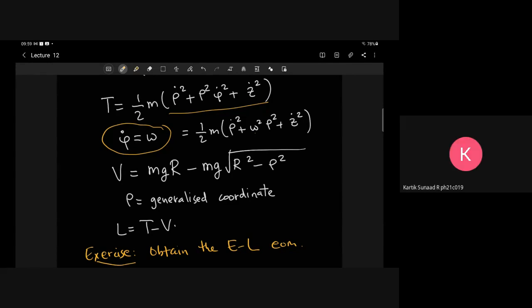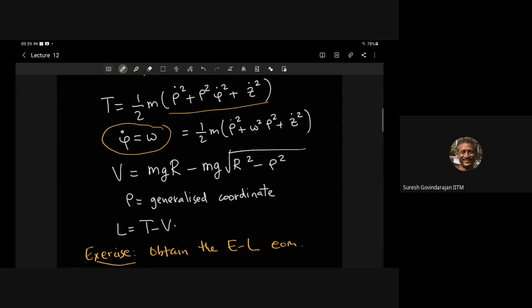Sir, when we defined our generalized momentum as dou L by dou x dot, can you give us some more intuition on this? So what will be the force here? Will it just be the time derivative of this?